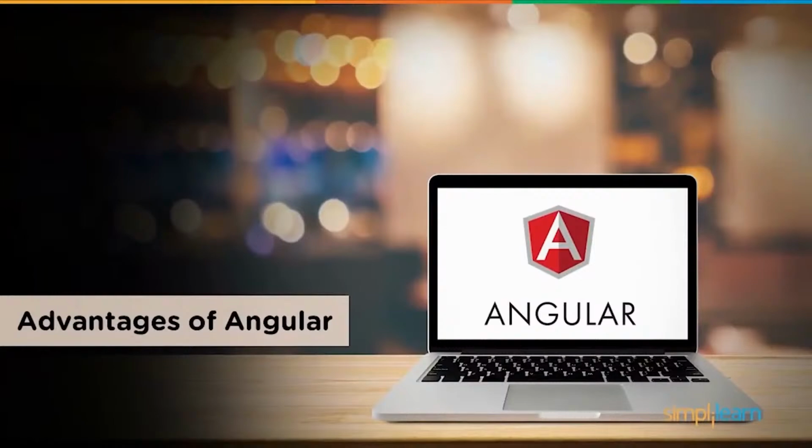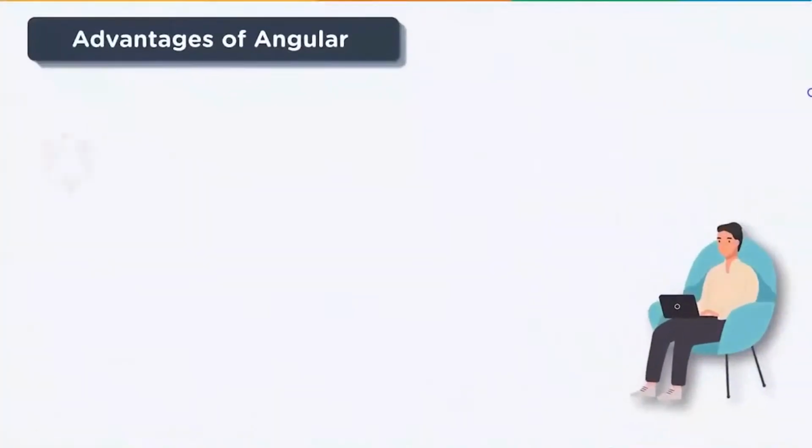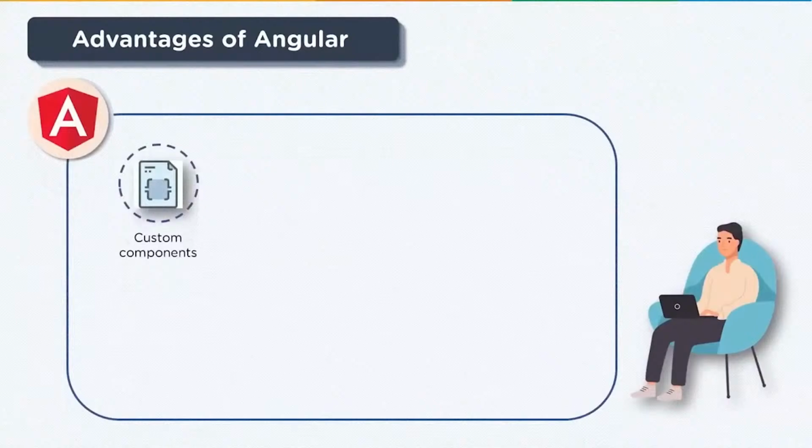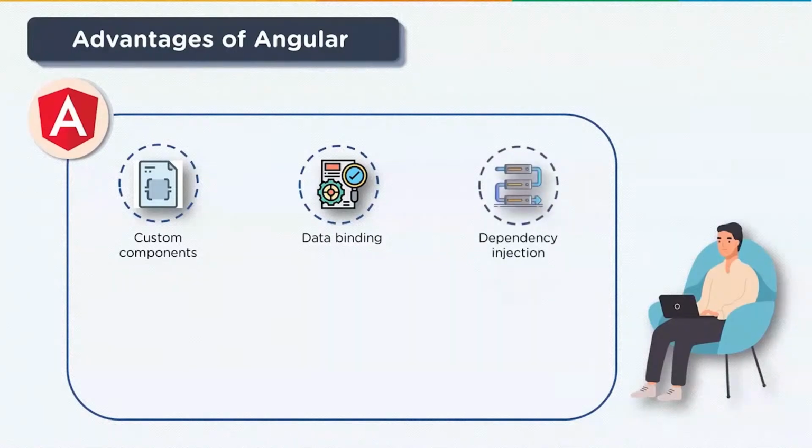Moving on, let's look at the advantages of Angular. First up, we have custom components. Angular allows you to build your own components that can pack functionality along with rendering logic into reusable pieces. Data binding. As discussed, Angular allows you to effortlessly move your data from your JavaScript code to the view and react to user events without having to write any code yourself. Dependency injection. Angular allows you to write modular services and have them injected wherever they are needed. This greatly improves the testability and reusability of the same.